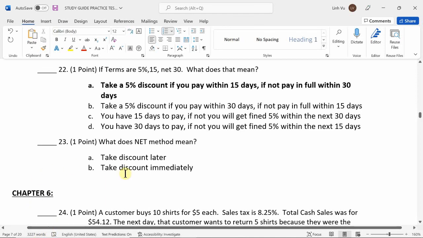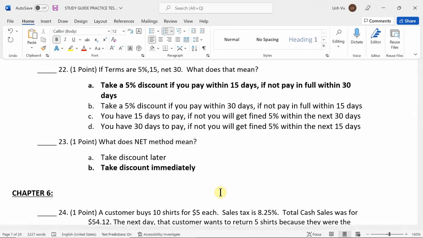We take the discount immediately. Correct, right? Letter B, you're going to take the discount immediately. So in this case, think about your net pay versus your gross pay. Your gross pay is everything that you've earned, but your net pay is going to be everything that's discounted, everything that's taken out, and then you're left over with whatever amount. So that's the same thing here. You're taking the discount immediately, so when you get your net, whatever it is, it's going to be discounted already.